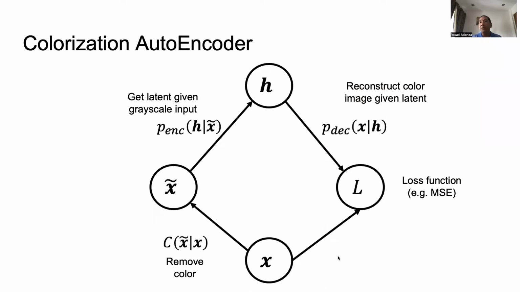This is the graphical model of the colorization autoencoder. It is similar to the denoising autoencoder. Given a data set of color images, we remove the color to generate the grayscale images. Then we use the autoencoder to generate the color version. The neural network learns by minimizing the MSE between the synthesized color images and the original version.